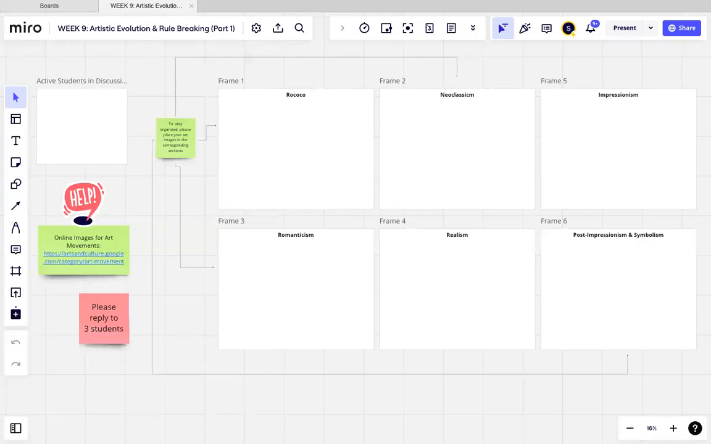Welcome back, everybody. For this two-part collaborative assignment, we are going to work together to discuss different art movements and artistic styles. Many of these were emerging from the 18th and 19th centuries, and this was a time when art became more inclusive, usually by force, because up until this point, art was exclusionary.